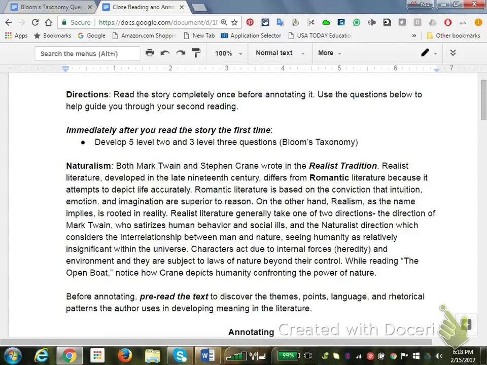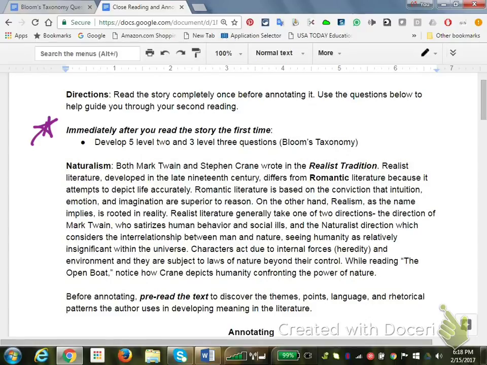So the directions: read the story completely once before annotating it. Use the questions below to help guide you through your second reading. All right, so this section here is going to be the main section that we're going to be working on. You're going to develop 5 level 2 and 3 level 3 questions from Bloom's Taxonomy.